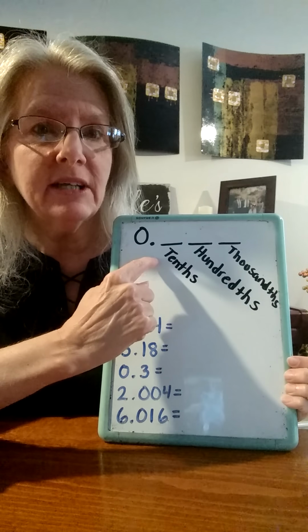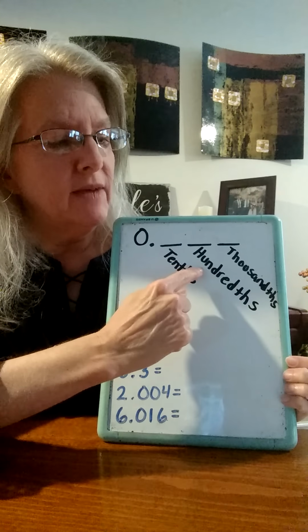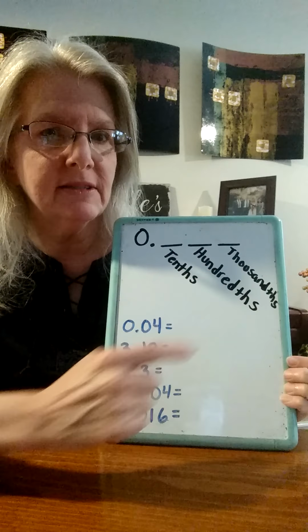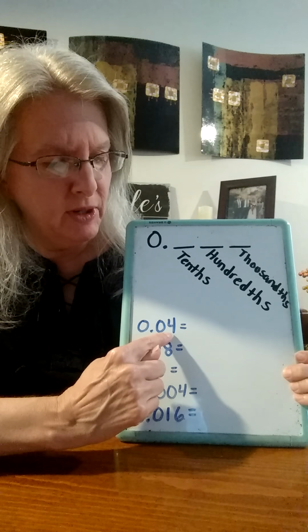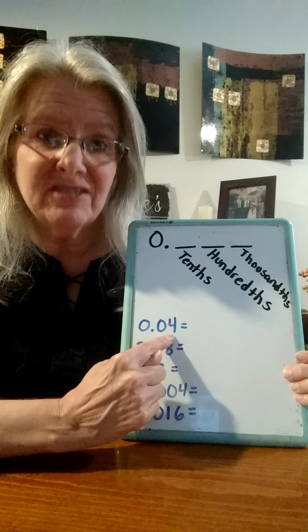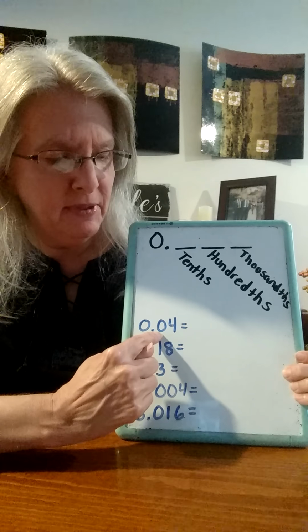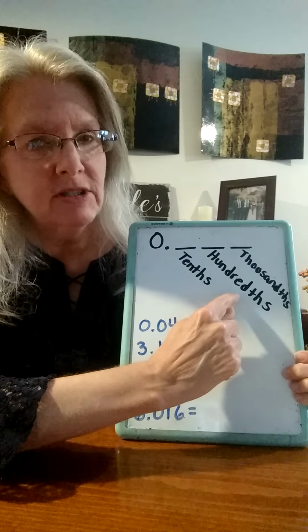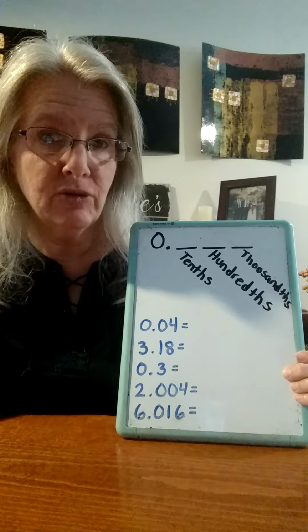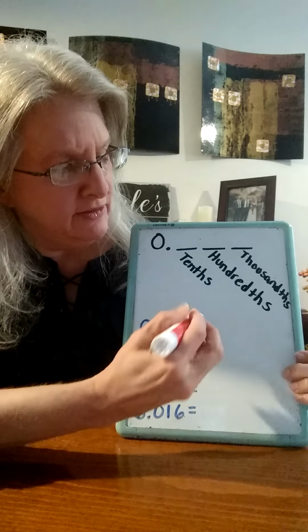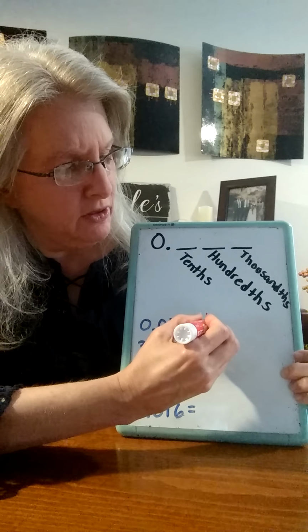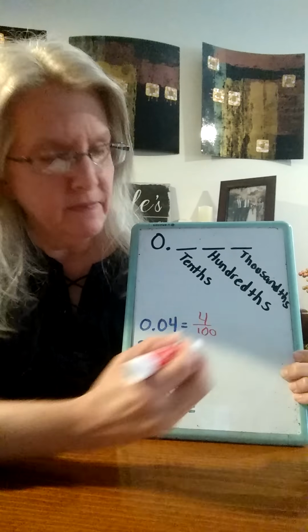So we're going to take a look at this chart for a second. We can see that the first place after the decimal is called the tenths place. Then we have the hundredths and the thousandths place. So when we convert a decimal like this, first we're going to read it. After the point, we see a 4. So it's 4 something. It's in the second place over, which would be the hundredths place. So we call it 4 hundredths. And of course, if we were to write it as a fraction, we would write 4 100ths.